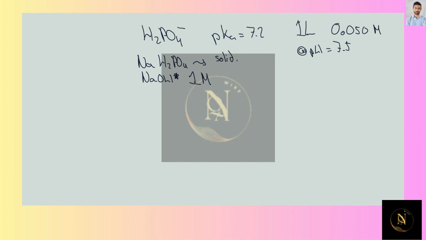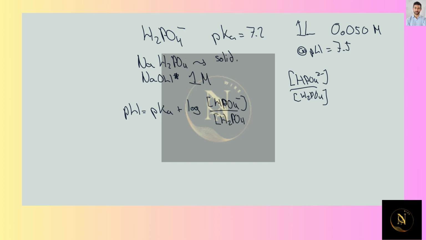So the first thing that we need to do is calculate the ratio between the concentration of HPO4 2 minus, the conjugate base, divided by the concentration of H2PO4 minus. The reason for that is that our Henderson-Hasselbalch equation tells us that pH is going to be equal to pKa plus the logarithm of the concentration of the conjugate base divided by the concentration of the weak acid. Sorry, here 2 minus and over here with a minus.